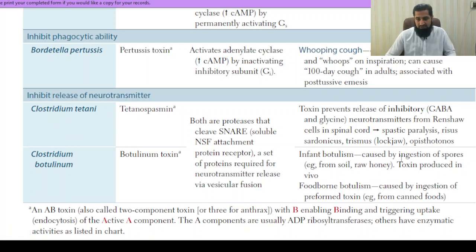botulism caused by ingestions of spore. Examples from soils, raw honey, toxin produced in vivo, foodborne botulinum cause ingestions of preformed toxins from canned foods.